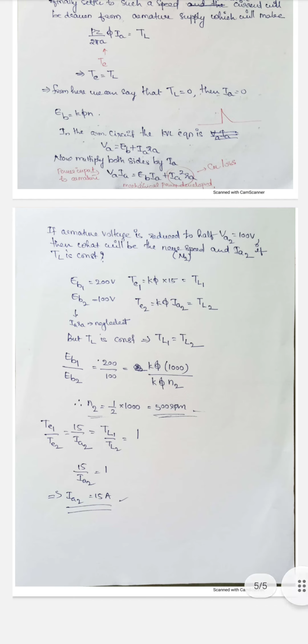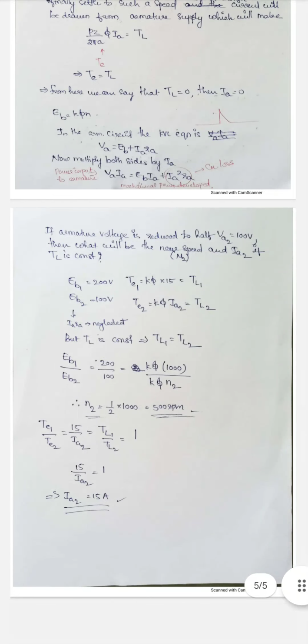Now we take the ratio of TE1 and TE2. The ratio is actually 1. It should be 1 because TL1 is equal to TL2. So we equate it: 15 divided by Ia2 is equal to 1. That gives you Ia2 is equal to 15 ampere. So in the second step, if you want to find out the value of current, you can get this value mathematically like this.